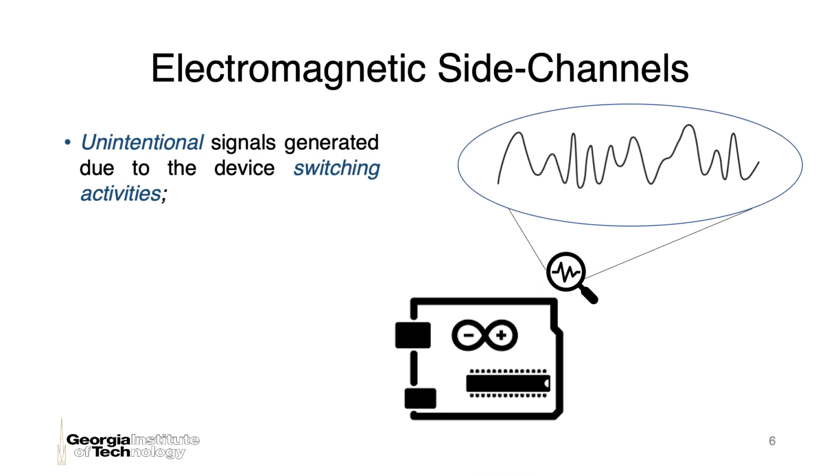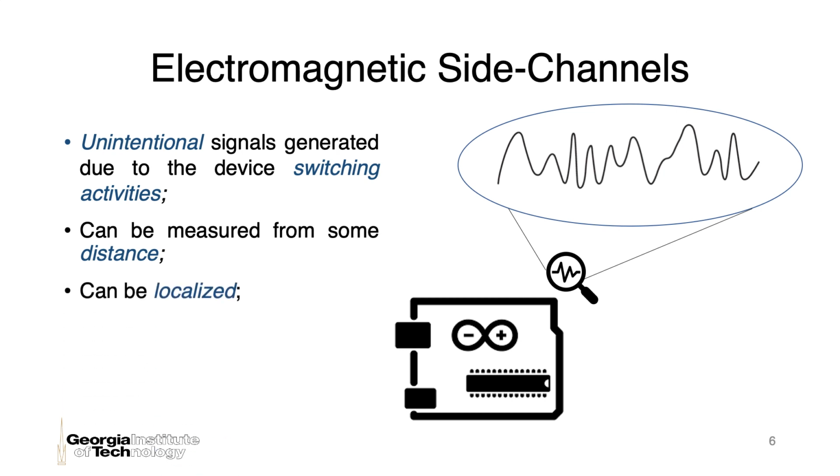And the key in this paper is the fact that electromagnetic radiation depends on the switching activity on the device, so what specific code is running, and that changes the signal that's generated. It can be measured from a distance away, it's localized, and there's no overhead on the system.